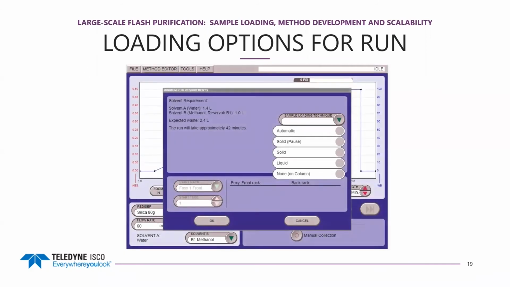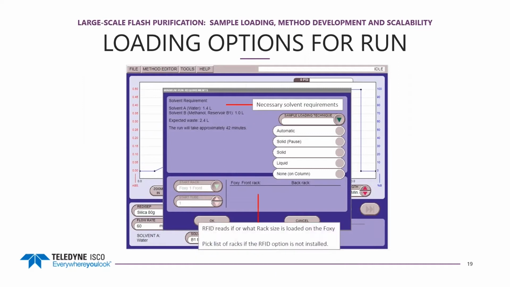On the Torrent here, just to walk you through what the software looks like when you're doing your loading. When you begin your run, you've set up your gradient and everything, and you hit play on our system, the loading options screen is going to show up here. This is the minimum running requirement screen also. Basically, it's going to tell us the necessary solvent requirements. So how much solvent do we need? How much waste are we going to produce? It's going to allow us to set up our fraction collection. And if we're using a FOXY, it will identify the RFID tags on those racks, so you know which rack is what on the FOXY.